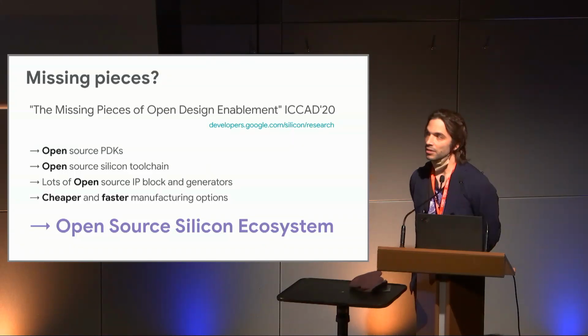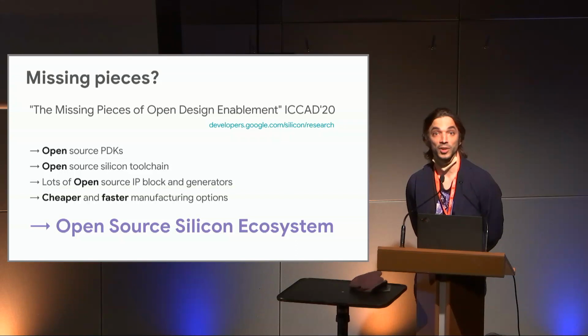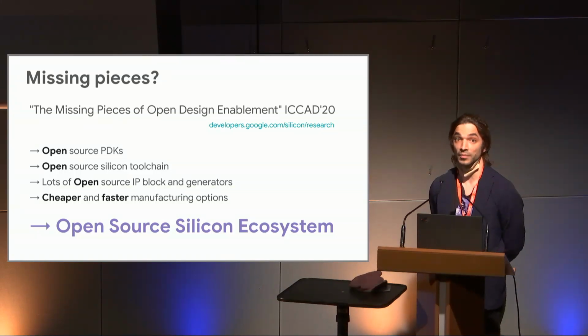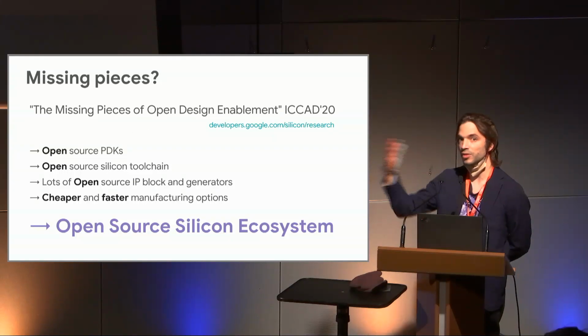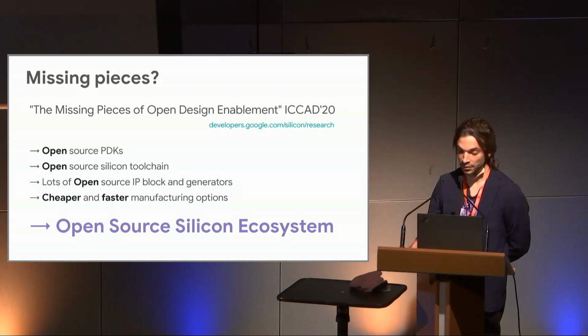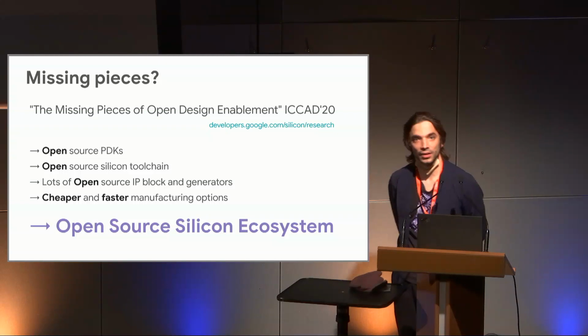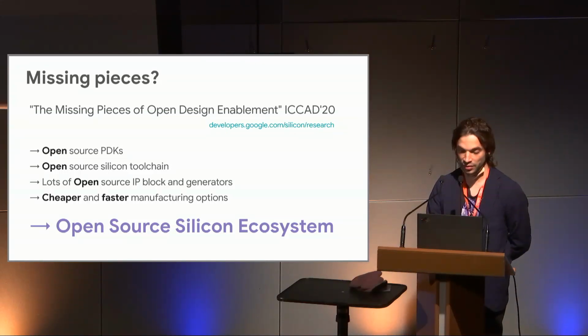And last, but not least, and maybe the more important one, is that it costs a lot of money to manufacture silicon, and it costs a lot of time. So you're looking at a 3 to 6 month timeline from the moment you submit the design to when you receive the part. And you're looking at tens, if not hundreds of thousands of dollars, or sometimes millions of dollars for a single run. So we went on a mission to try to fix some of those in order to build an open source silicon ecosystem.